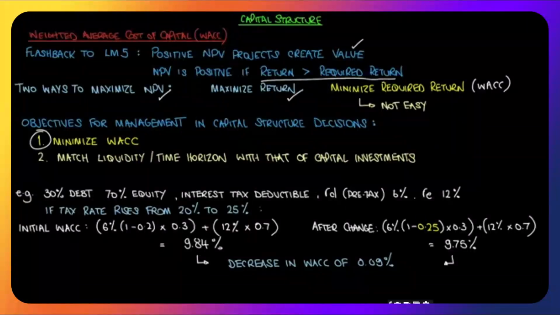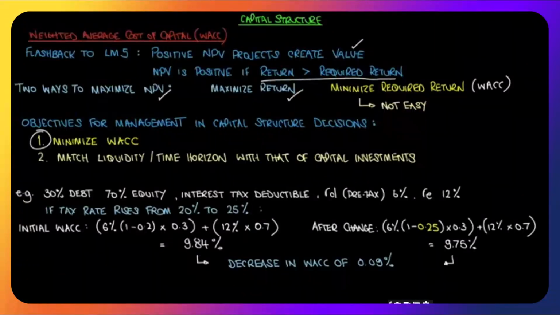Secondly, to match the liquidity and the time horizon with that of capital investments. So get a financing mix that matches the time horizon of your project. If you've got a 10-year project, you might want to match the finance that you're using to that 10-year horizon. Now, that's going to come up later on when we look at Modigliani and Miller.